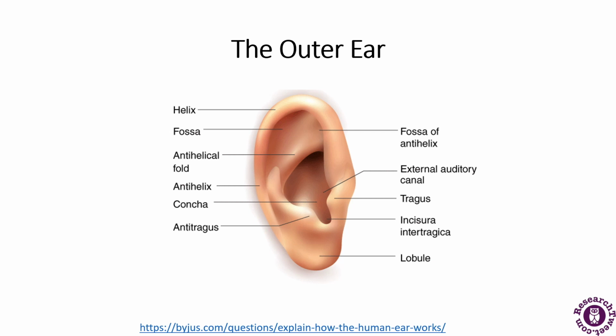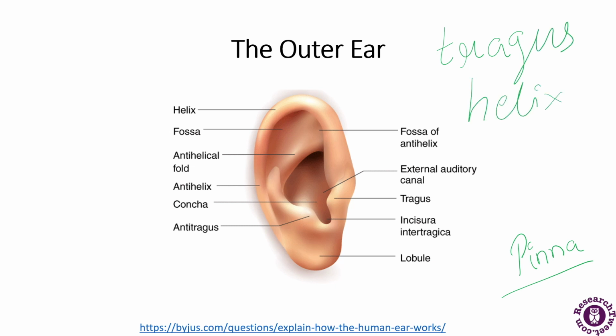The medical term that is used for the outer ear is the pinna. It is made up of cartilage and skin, and there are three different parts of the outer ear: tragus, helix and lobule.